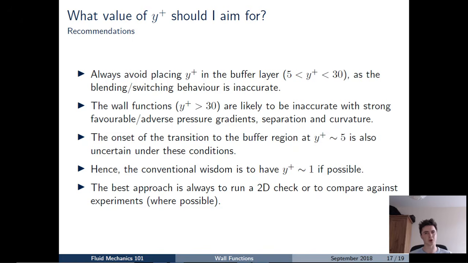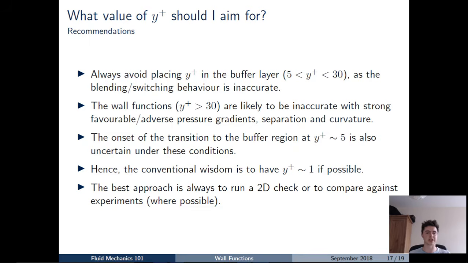Now, one thing we should also remember and think about here is that that universal profile, the experimental measurements and the DNS data, were extracted from a plain parallel flow where there was no separation, no curvature, and no strong pressure gradients. So if we're in a flow scenario where separation, curvature, and strong pressure gradients are present, say unsteady flow behind a cylinder, for example, then that universal profile is no longer likely to be accurate and valid.